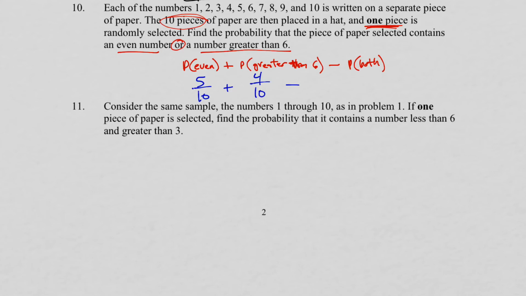But we have to subtract, we just double counted some that were even and greater than 6 at the same time. So what two numbers are greater than 6 and they're even? 7 and 9. No. 8 and 10. 7 and 9 are odd. That's okay.